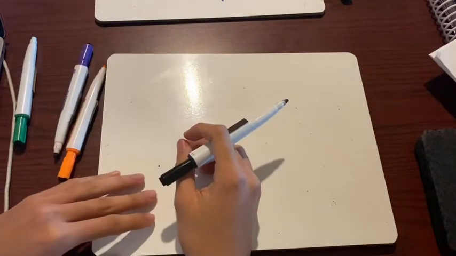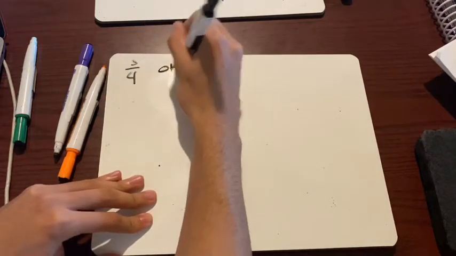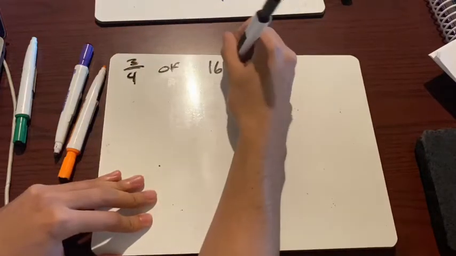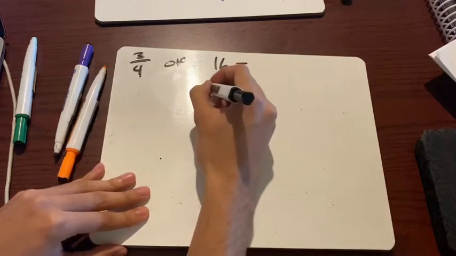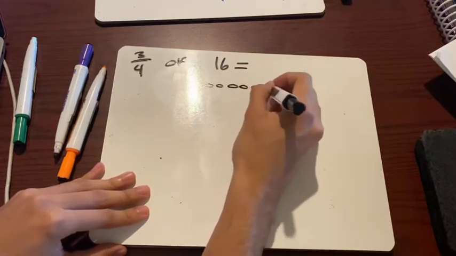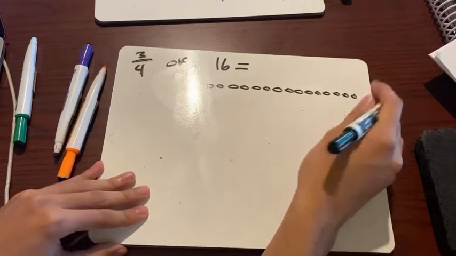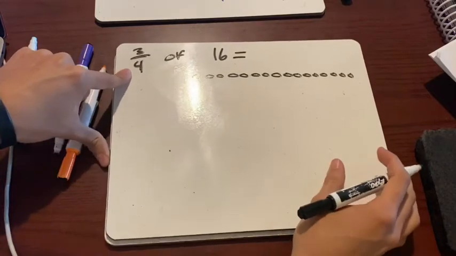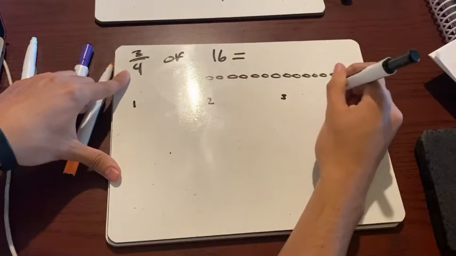Let's say that we're doing 3/4 of 16. What's our answer to that? Well, I have 16 total pieces. 1, 2, 3, 4, 5, 6, 7, 8, 9, 10, 11, 12, 13, 14, 15, 16. How many rows is my candy bar going to have? 4. 1, 2, 3, 4.